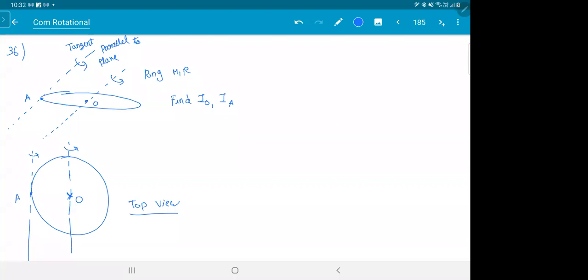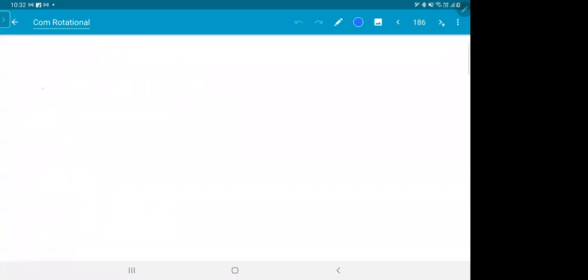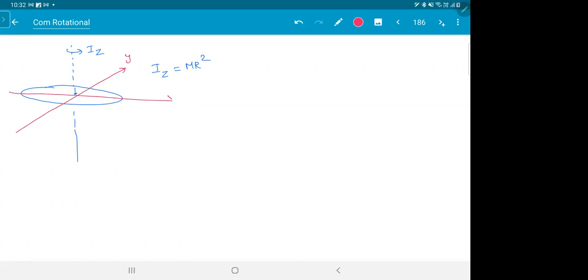So, how do we do these things? First, let's look at IO. This I know. This is perpendicular to the plane about the center, which is MR square. Agreed? These are the perpendicular ones, Y and X. We know Iz is Ix plus Iy. Iz is MR square. And both are identical, Ix and Iy. Does it make sense?